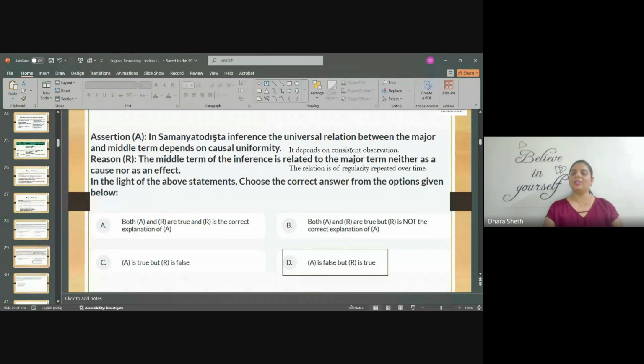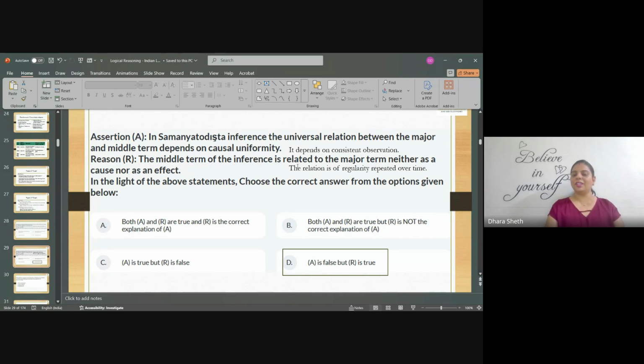Samanyata Drashta depends on consistent observation or coexistence of things. It does not depend on cause and effect relation. What depends on cause and effect relation? Purvavat and Sheshvat. That depends on cause and effect. You infer something because something has happened, Purvavat and Sheshvat, or something is going to happen.